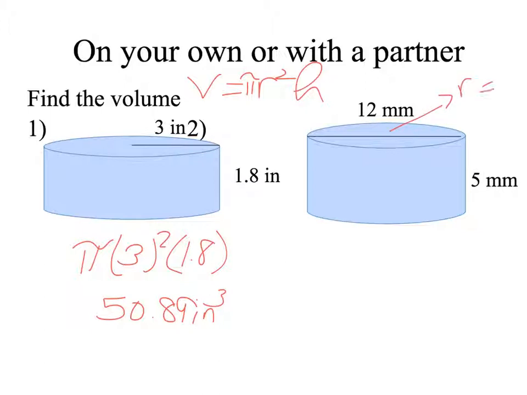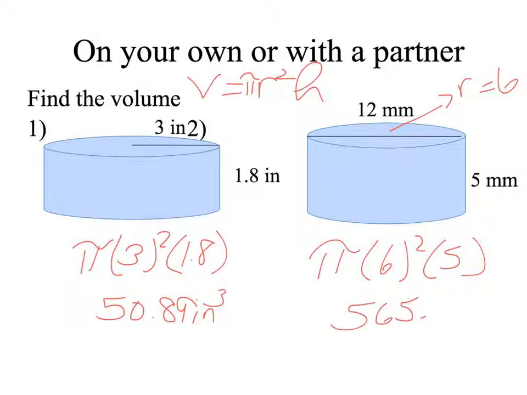For the second one, you'll notice that we have the whole diameter. So my radius is going to be half of that 12, or 6. So pi times 6 squared times 5. And I get 565.49 millimeters cubed.